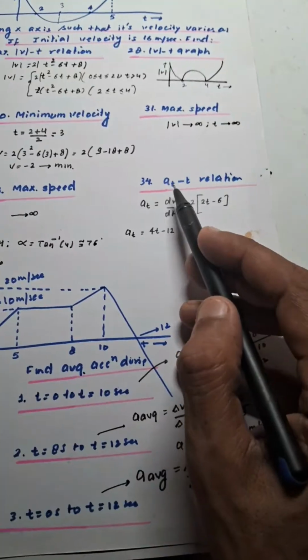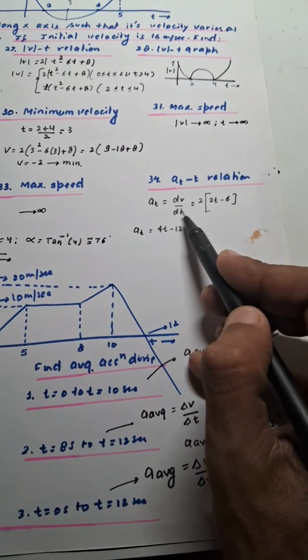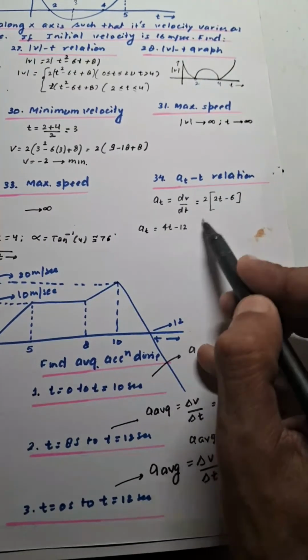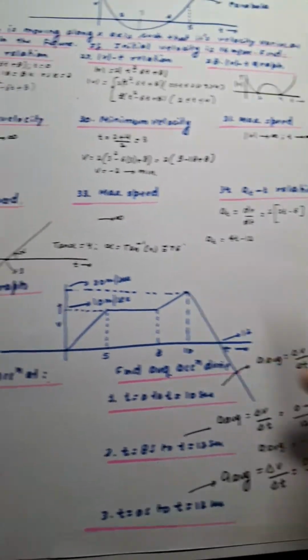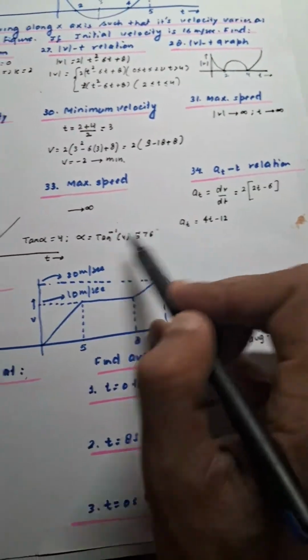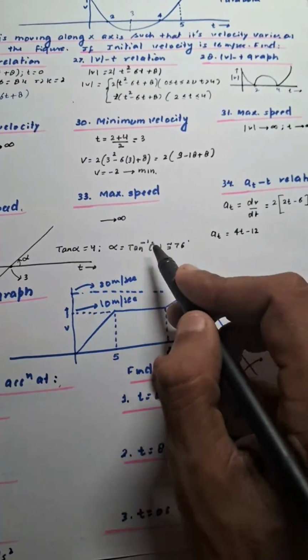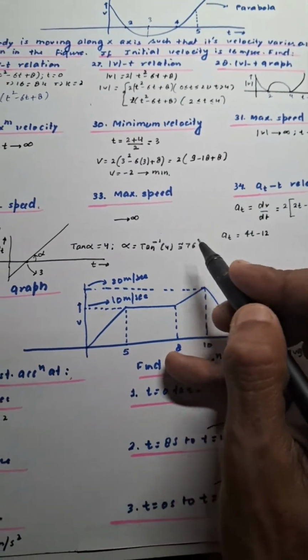Then is the acceleration versus time graph. So we have a, the instantaneous acceleration, is dv by dt, which will be twice of 2t minus 6, or 4t minus 12. So the graph here will be a straight line like this, and it will be 0 at t is equal to 3. Slope here is 4, so we can say that if the slope angle is alpha, tan alpha will be 4 and alpha will be tan inverse 4, or approximately 76 degrees.